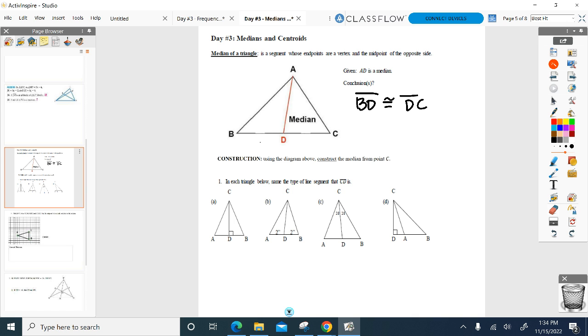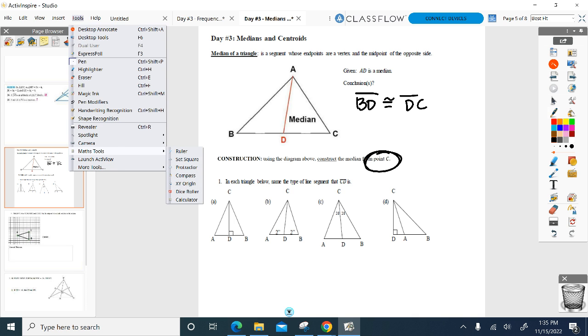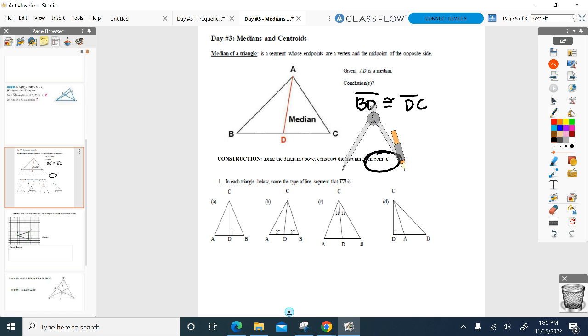Grab your compass because we're going to construct another median right now. And if you look at the directions right below triangle ABC, it says do it from point C, please. So I need to draw a line from C to the midpoint of AB. Ooh, how am I going to do that? Using that compass and straight edge, how do I find the midpoint of AB? It's nothing new I'm going to show you. We have a construction that goes through a midpoint.